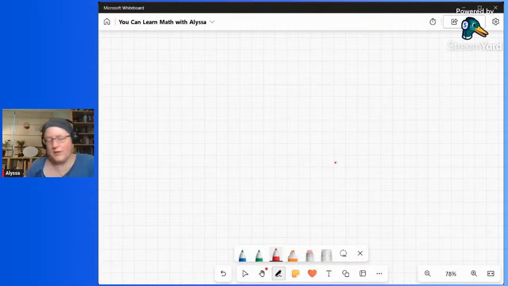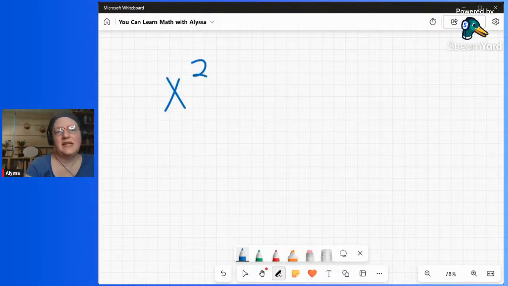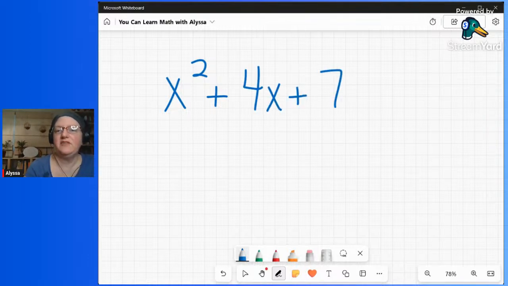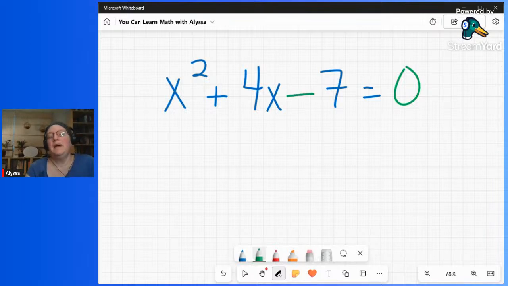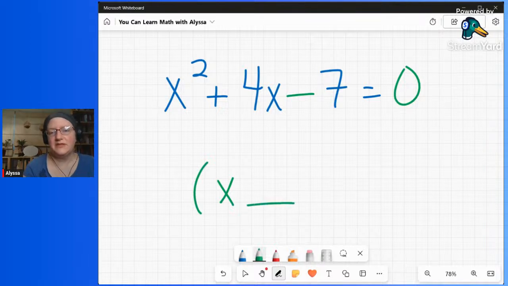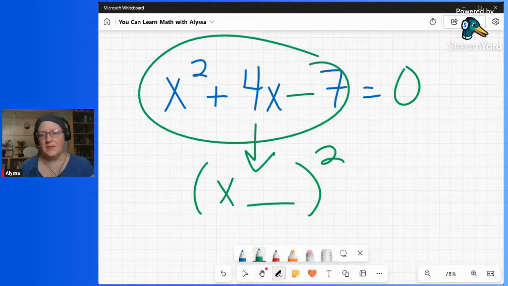All right, so completing the square is when we're asked to solve something like this. Say x squared plus 4x minus 7, and I'm going to make it equal 0. X squared plus 4x minus 7 equals 0. And we're asked to solve using completing the square. We are trying to get to a point where we have something in the format x plus or minus a number, squared. We're trying to convert this into this.